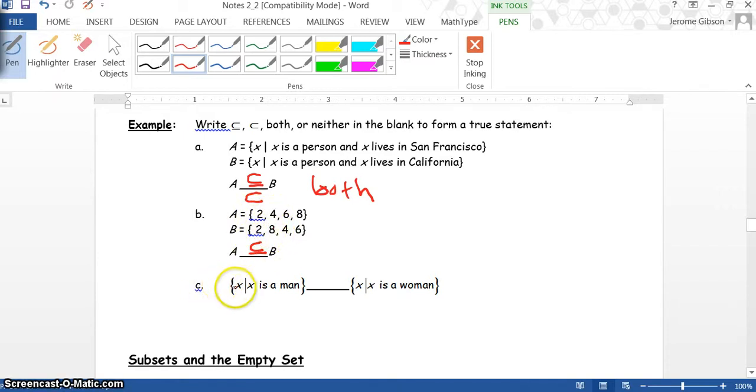Now we come here to C. We have X is a man and X is a woman. Now we know that a man is not a subset of a woman, or even vice versa. A woman is not a subset of a man, so it is neither.